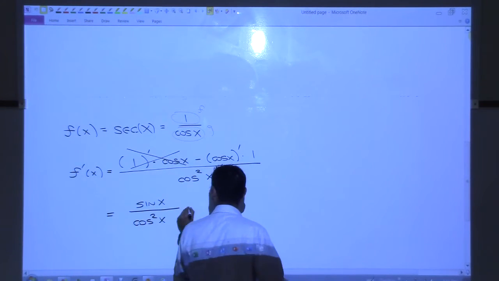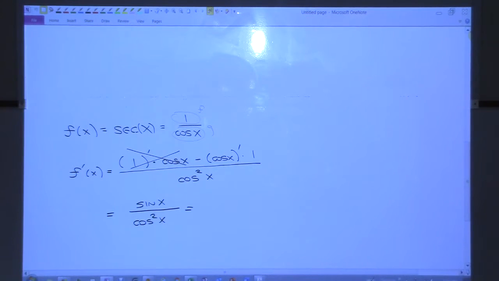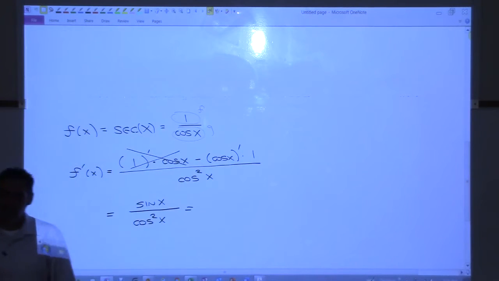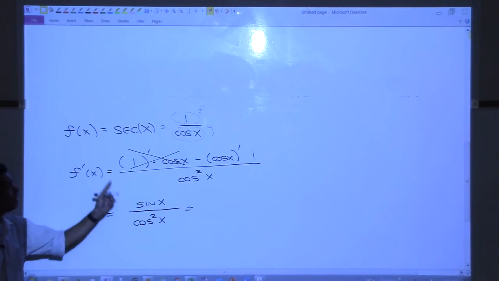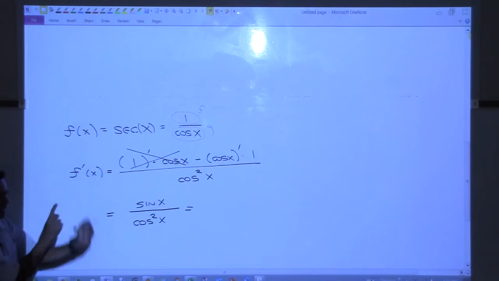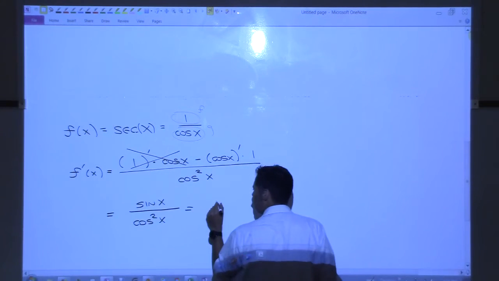But Jasmine already knows that the formulas say that the derivative of secant x is? Did you have that one written down? No? So if you look in the book and on your formula sheets, it says that the derivative of secant x is secant x tangent x. But that's exactly what we have here.